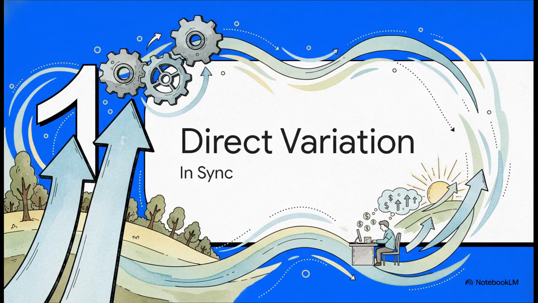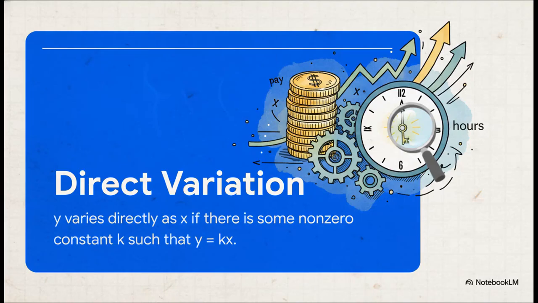Okay, let's start with the easiest one, the one you probably already know without even realizing it. It's called direct variation. Basically, it's when two things are perfectly in sync. The more you work, the more you get paid. One goes up, the other goes up. Simple, right? Now, the secret sauce is this little formula, y equals k times x.